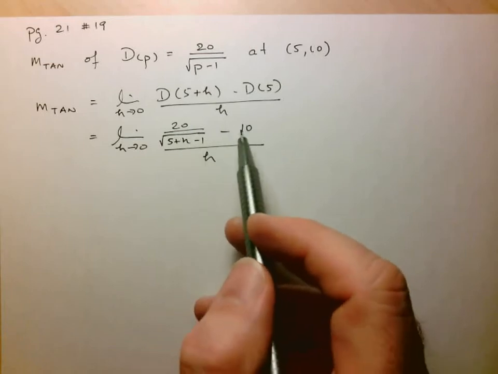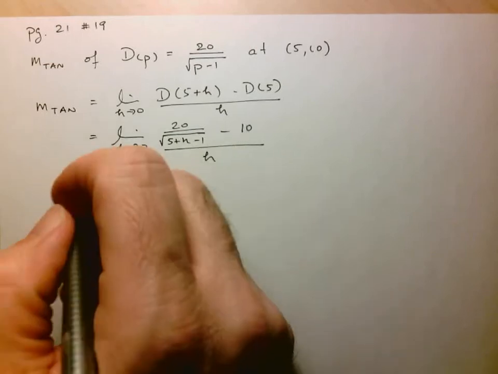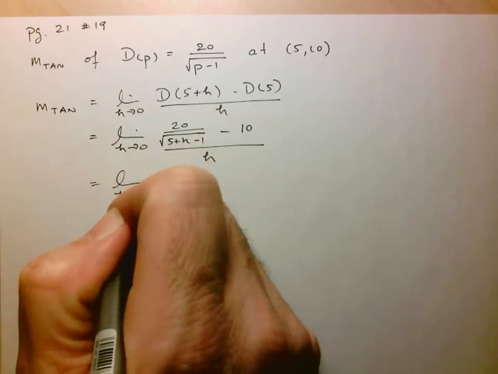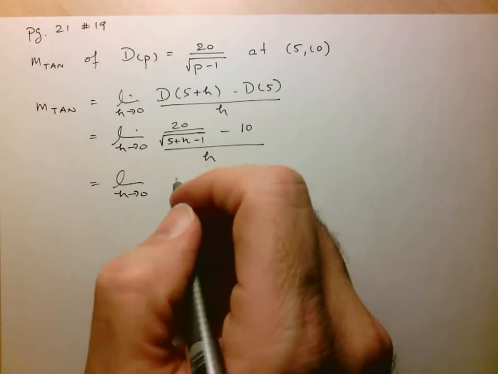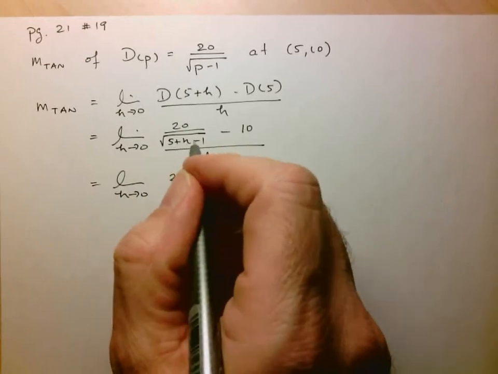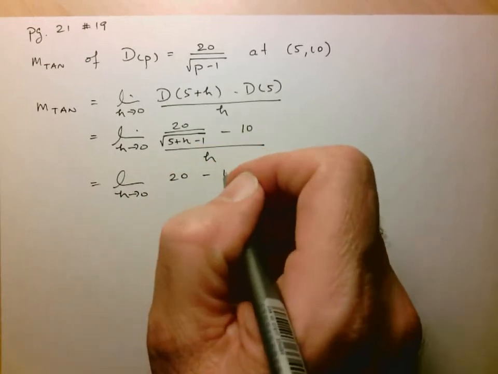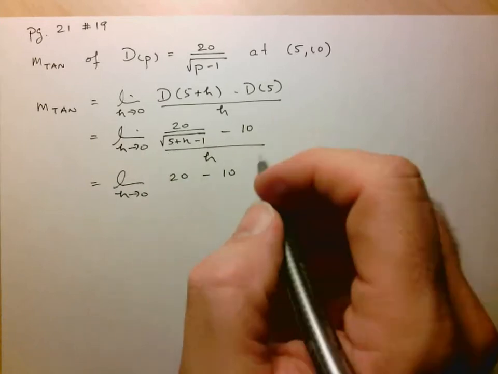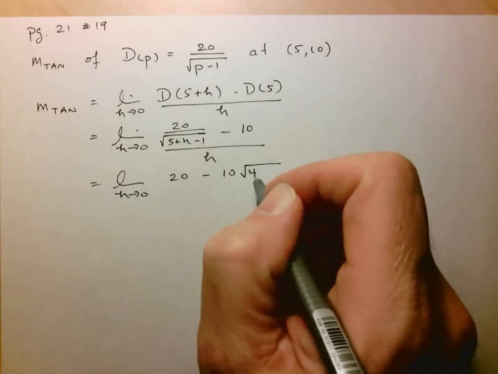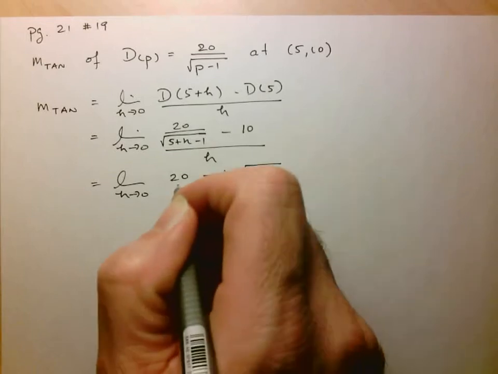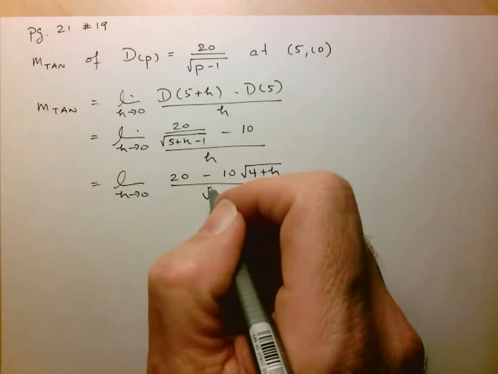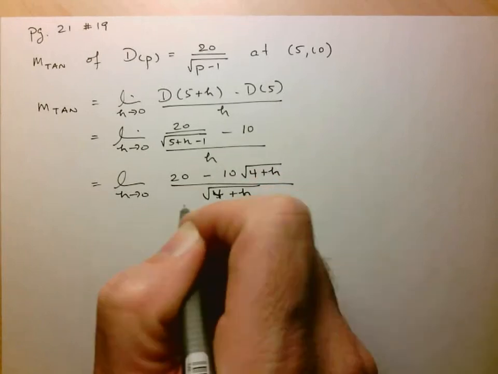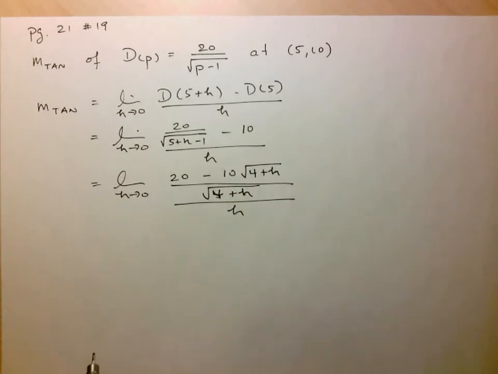Here the first step, not much choice in what we do, is we'll subtract these two expressions. So limit as h approaches 0. Here we've got 20, since we already have that denominator there, minus 10 times, and now I'll just simplify this. 5 minus 1 is 4, so 10 times the square root of 4 plus h, all over our denominator of, I guess, 4 plus h. And of course we still have the h there.